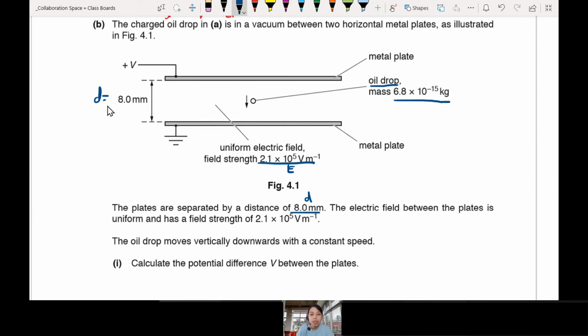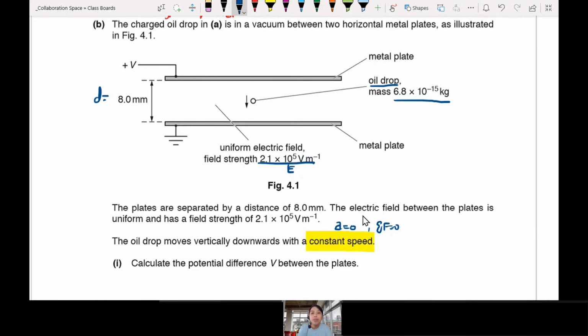The oil drop moves vertically downwards with constant speed. What does that mean? Constant speed means no acceleration. There is no change in velocity, which tells me that there is no net force. I'm going to write down these facts first. Later, it might be useful.